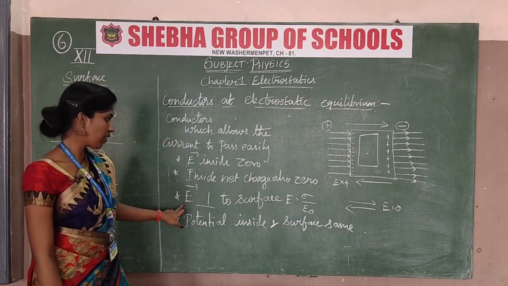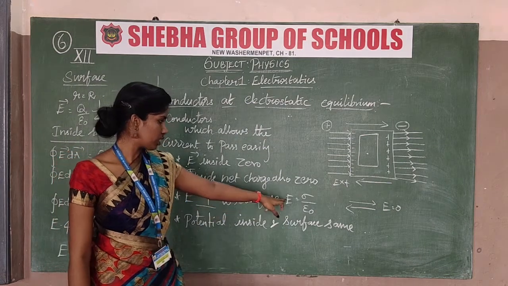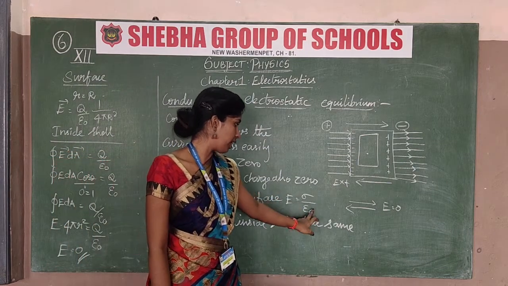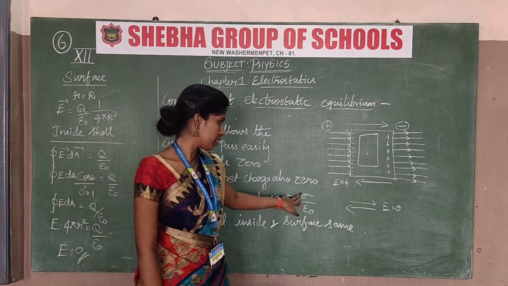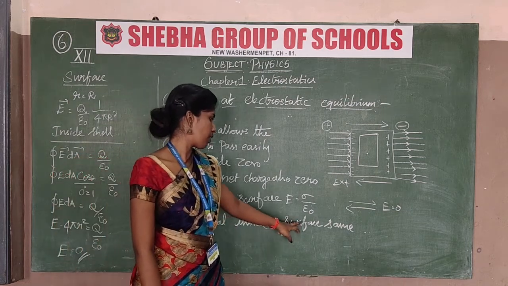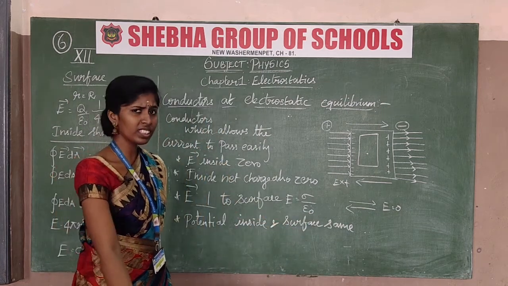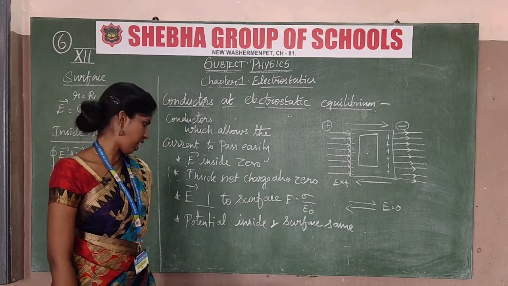E vector, that means the electric field vector, is perpendicular to the surface, and E is sigma divided by epsilon naught, okay. So it's the E vector formula, sigma divided by epsilon naught. The potential inside the surface is also the same. The potential inside the surface is also the same, okay.